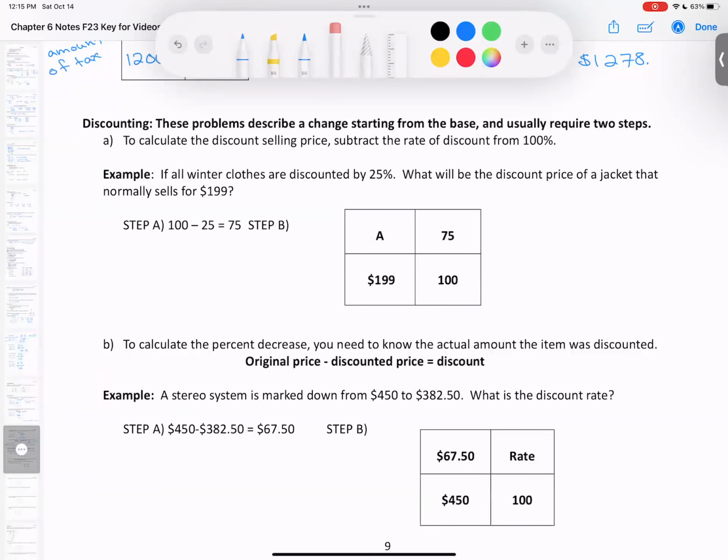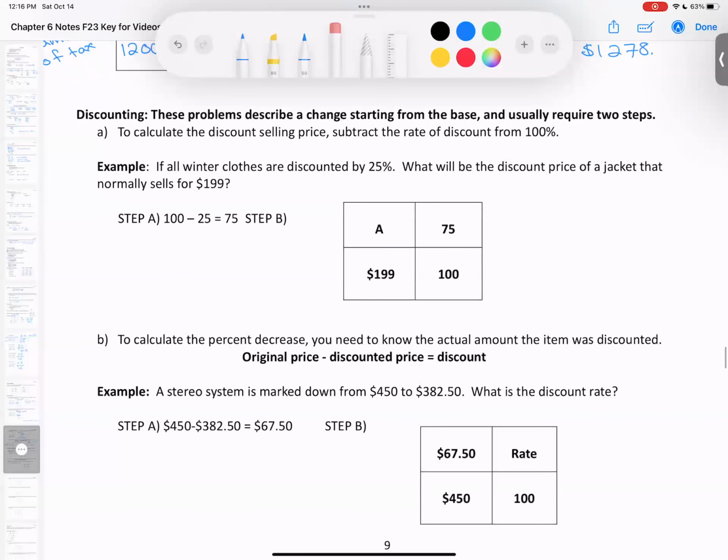So if we want to calculate a discount selling price, we're going to subtract the rate that something's discounted from 100%. So for example, if we've got a winter clothes sale and all of the clothes are discounted by 25%, how much are you paying? Well, you're going to be paying 100 minus 25%, or 75%, right? So we put 75 as our rate here.